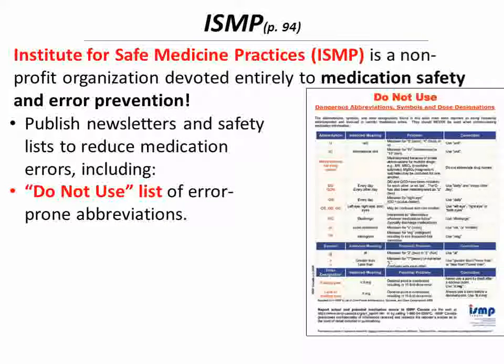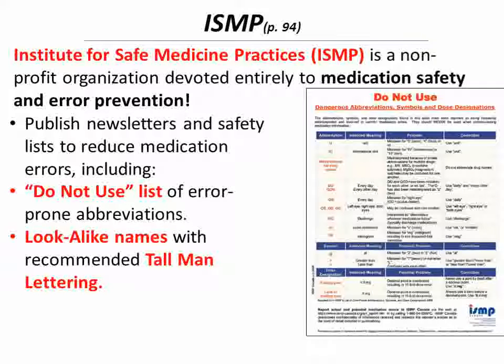When doctors write a script, they often use SIG codes that are abbreviations to tell us how to fill a prescription. However, ISMP has realized that certain abbreviations often cause confusion, and so they publish this list for doctors to try and encourage them to avoid using those error-prone abbreviations.